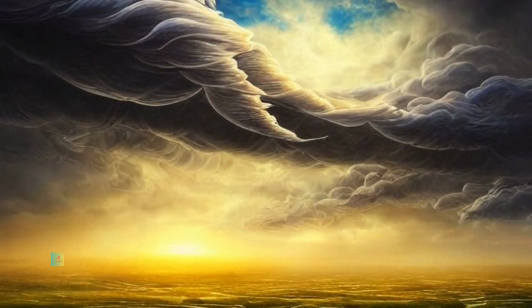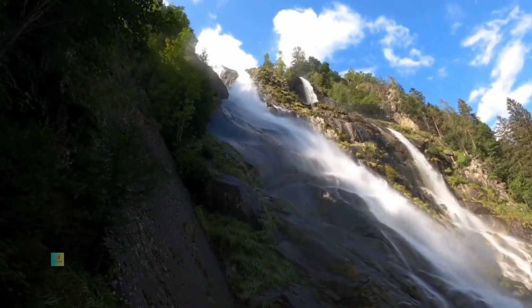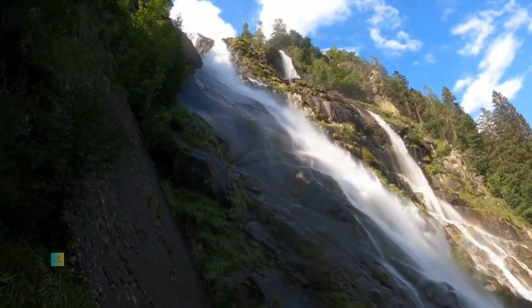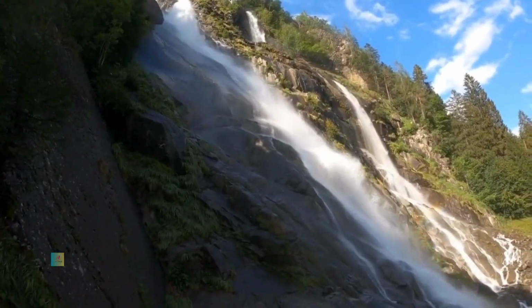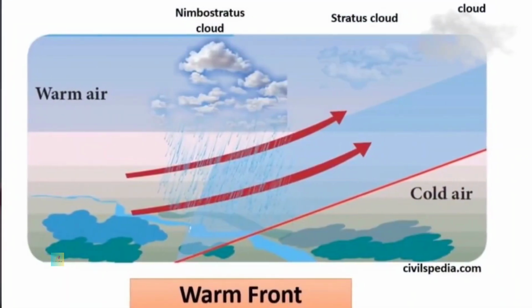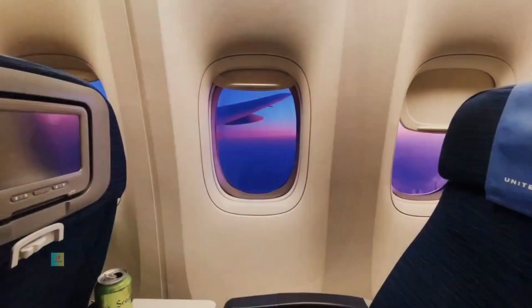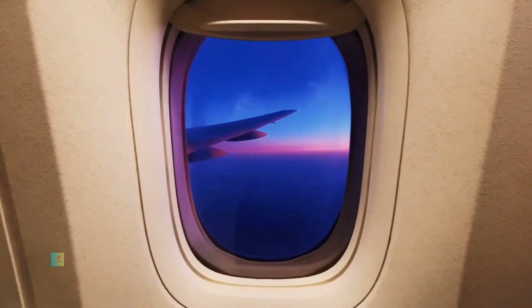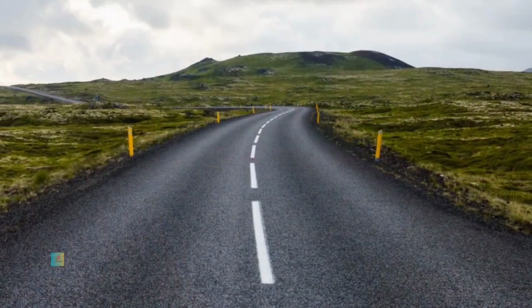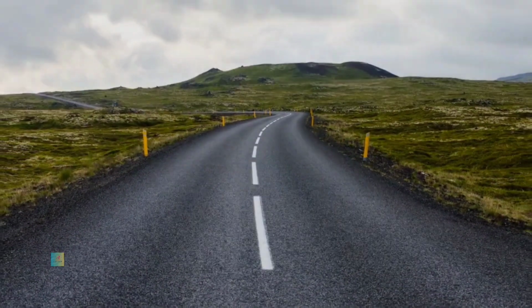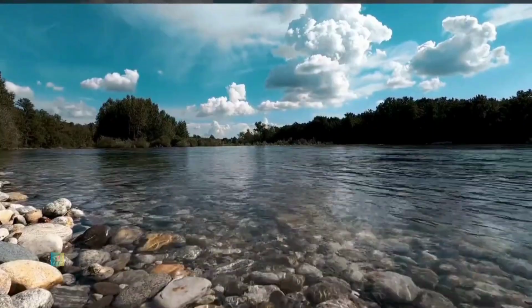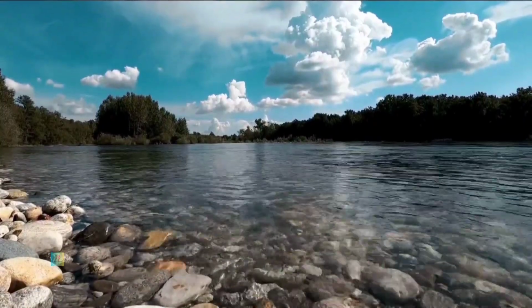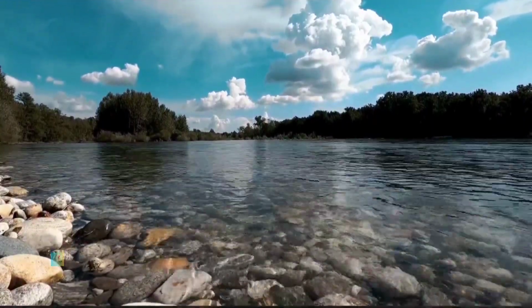Conclusion: a symphony of atmospheric processes. In conclusion, cloud formation is a symphony of atmospheric processes orchestrated by the interplay of temperature, humidity, air pressure, and lifting mechanisms. From the initial evaporation of water to the condensation of water vapor onto cloud condensation nuclei, the journey is intricate and multifaceted. Clouds, with their diverse forms and characteristics, serve as visual indicators of atmospheric conditions and play a crucial role in Earth's weather patterns.